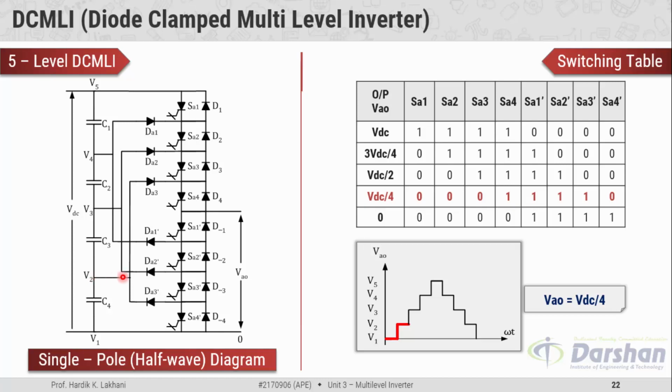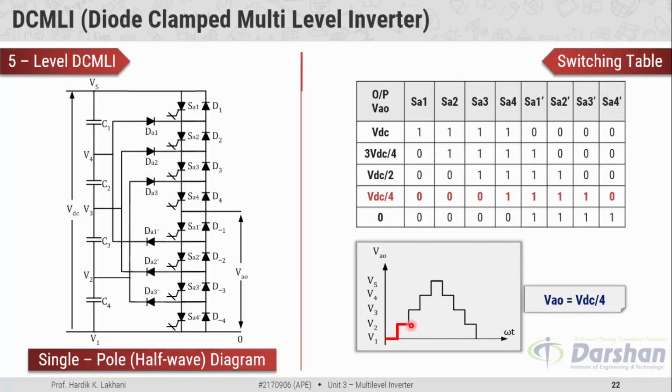Hence, V2 node gets connected to the upper terminal of output through DA3 and SA4, and the lower terminal, which is common between input and output. So we can say that capacitor C4 appears across the output terminals, and voltage drop across one capacitor is equal to VDC by 4. So output voltage is equal to VDC by 4.